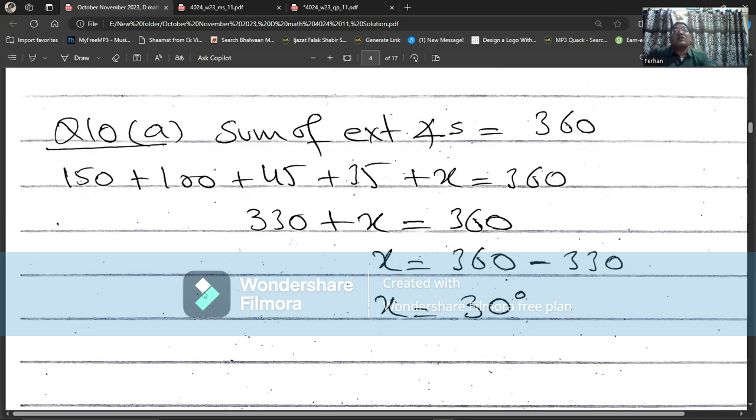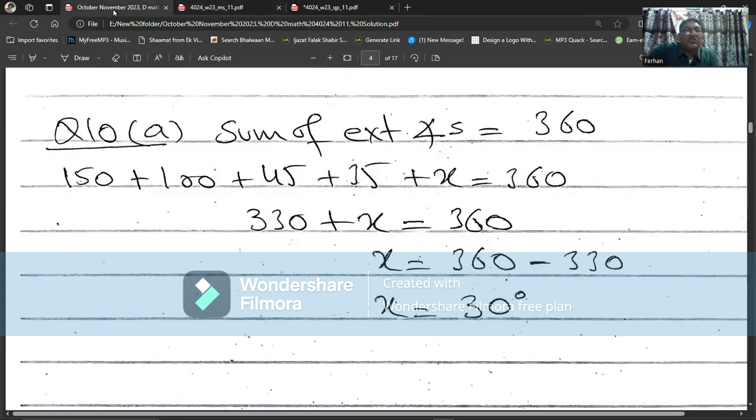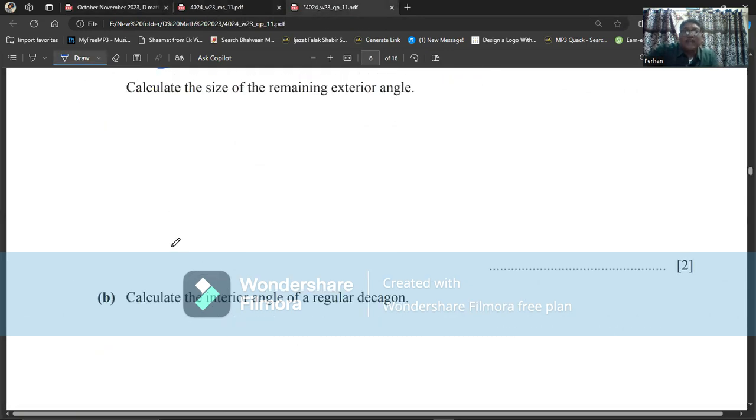So 150 plus 100 plus 45 plus 35 plus x equals 360. I will calculate the value of x, and that will be 30 degrees. So my answer is 30 degrees. This is the solution. 30 degrees is the right answer. Now question number 10, B part.